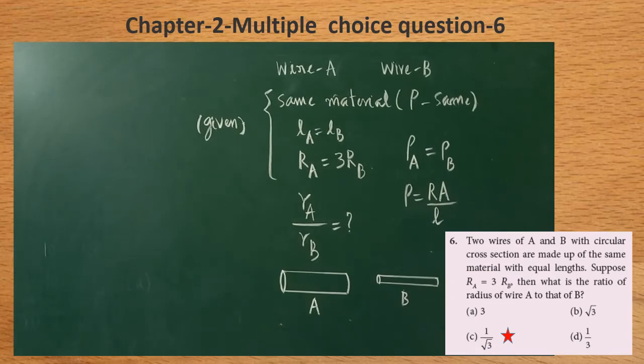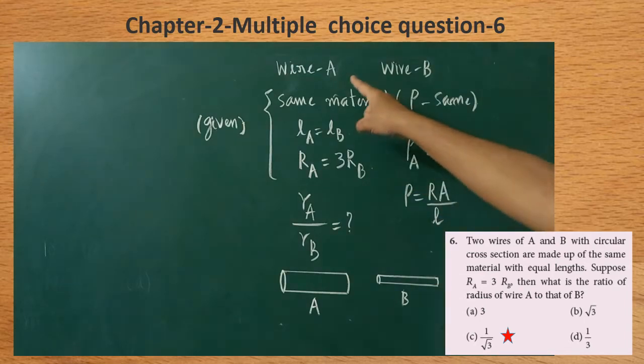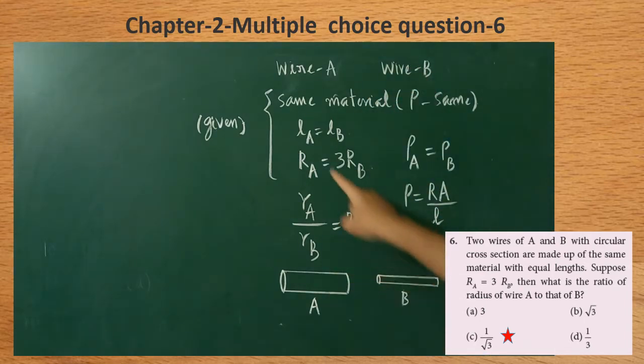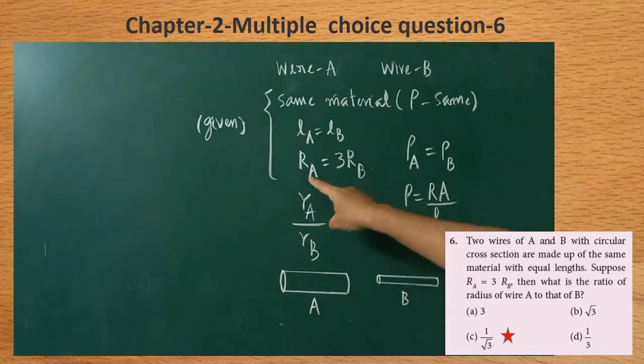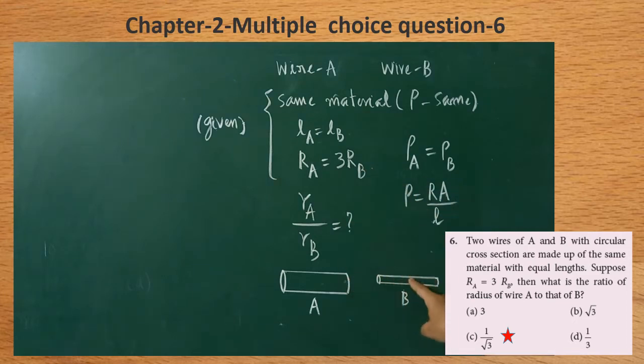Now we are going to solve the sixth multiple choice question in the second chapter. Two wires are given, A and B, and their lengths are the same. The length of wire A and the length of wire B are both the same. Another clue is also given in the problem. The radius of wire A is 3 times the radius of wire B. And both are made up of the same material. Since both are made up of the same material, the resistivity of the first wire should be equal to the resistivity of the second wire.